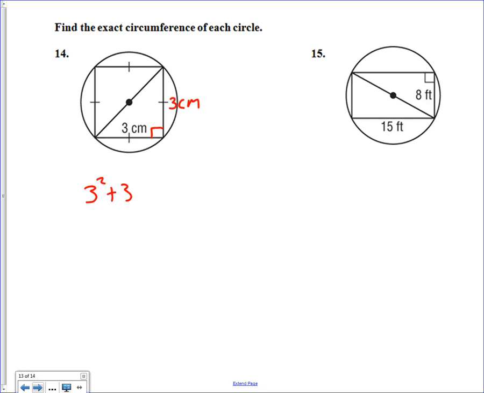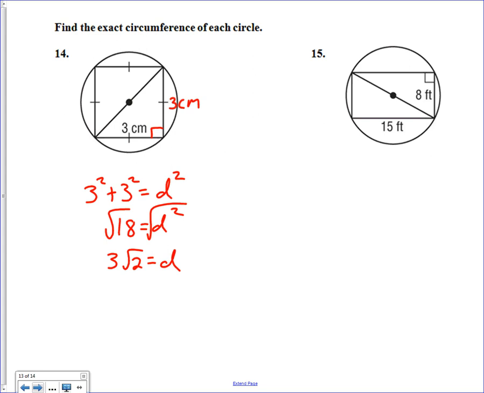3 squared plus 3 squared is the diameter squared, which is 9 plus 9 is 18. Square root of both sides. 18 is 9 times 2. The square root of 9 is 3. So we have 3 root 2 equals d.